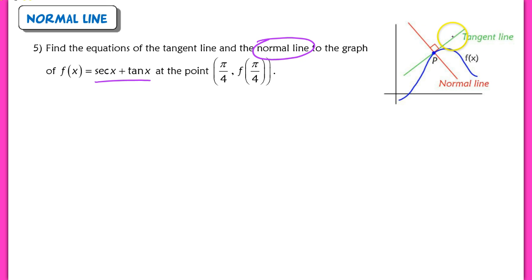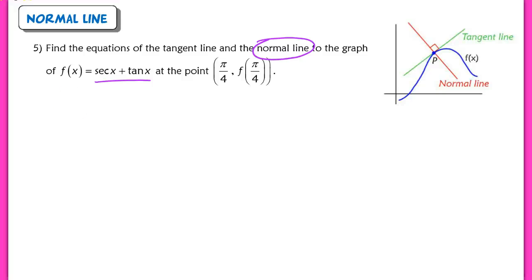It is perpendicular to the tangent line. So a normal line is a line that is perpendicular to a tangent at a specific point P on the graph of a function. If this question is just finding the equation of a tangent line at a specific point on the graph of a function, you've done this plenty of times before. Now it just involves a trig function, so it looks harder, but it's really no different of a process.